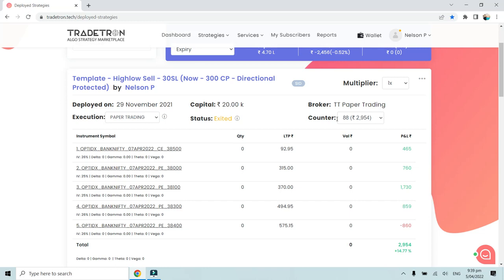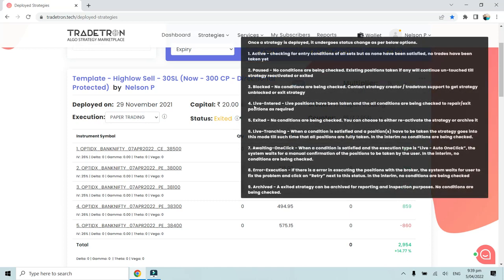Every time you deploy a particular strategy, it goes into active mode over here. You can see it is active whenever you have deployed a strategy. After that, whenever the strategy takes a trade, it will show as live entered during the live market. Initially it shows as active, then live entered, and then at the end, when the strategy is exited, it will show that the strategy is exited using universal exit.